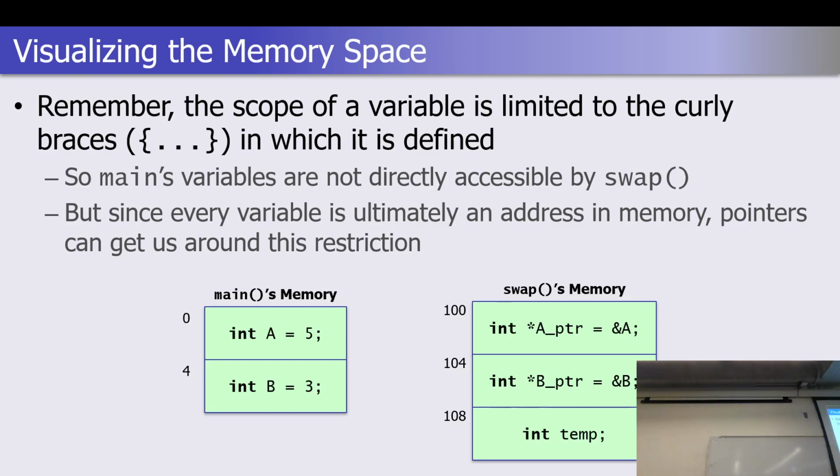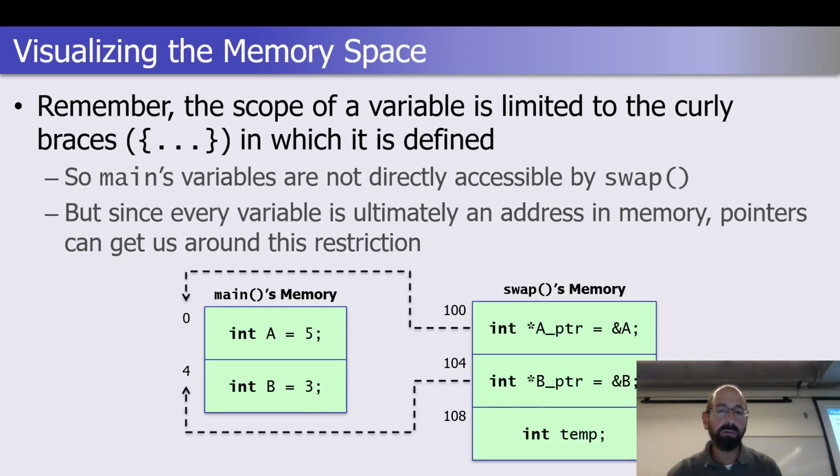So why the regular swap doesn't work is because these variables that are stored here never get changed by this function directly. But now instead, when I pass the pointers, those pointers are still pointing back to those locations in memory, and I'm indirectly modifying what happens in memory.